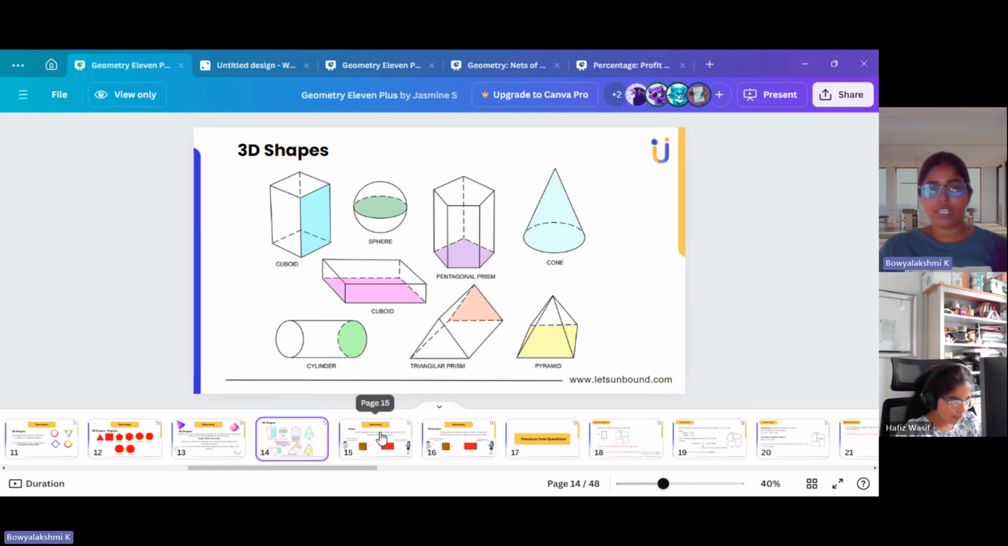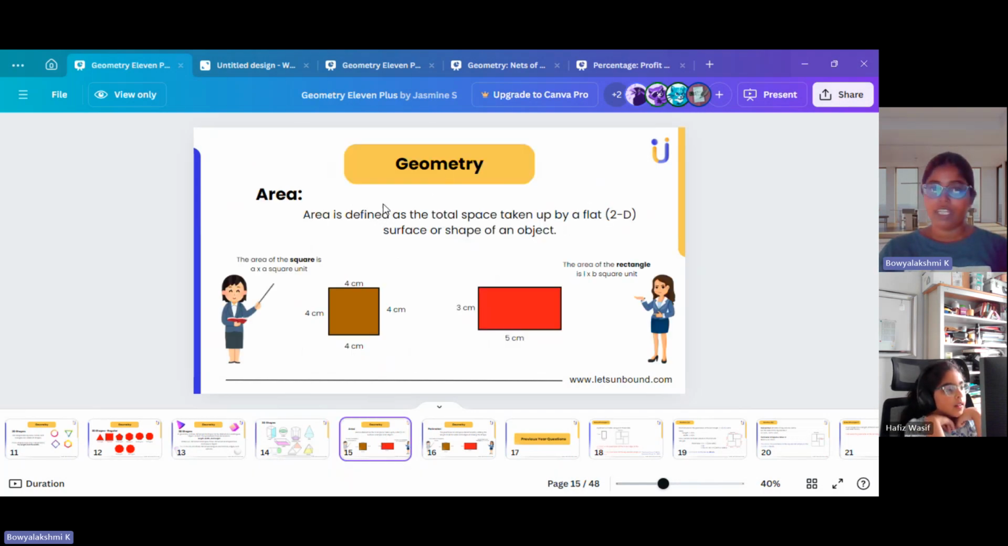And let's get into the next part, area. So area is very simple. If I want to color this entire window, I have to shade it. I have to take a color and shade it all over the inside of the rectangle. So area is something you're going to color or fill a shape with. That is area, the total space taken up by that 2D shape.